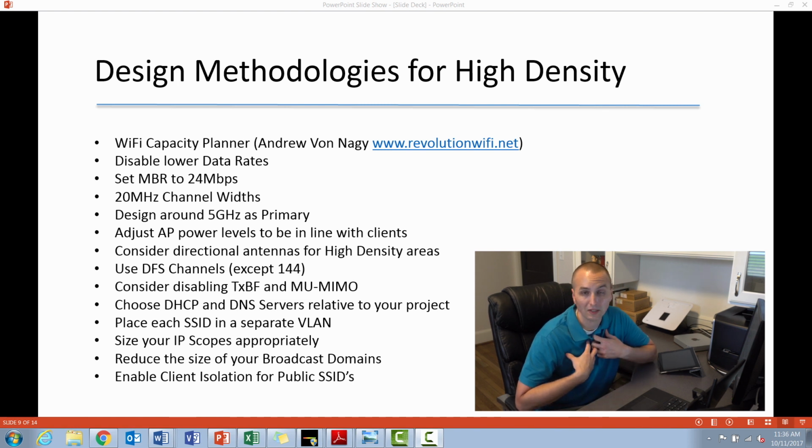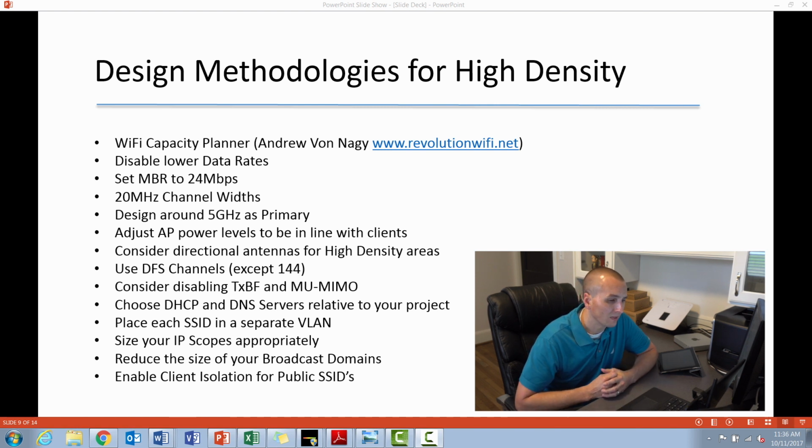And I use DFS channels. I'm not afraid of that. I think some people maybe tend to be. But if you're doing scans and you're doing spectral analysis, things of that nature, and you're not seeing any RF radar events, I should say, things like that, I'm using DFS channels all day long, especially in high density. Got to use it. I do tend to stay away from channel 144. I've noticed that some clients are still not supporting 144. So I typically leave that off of my designs.